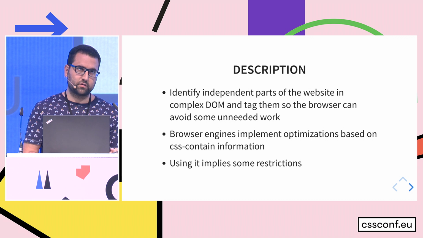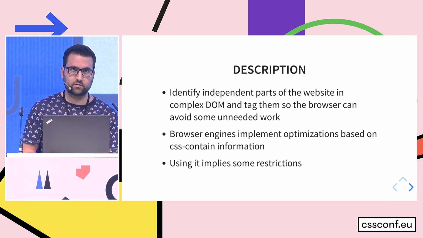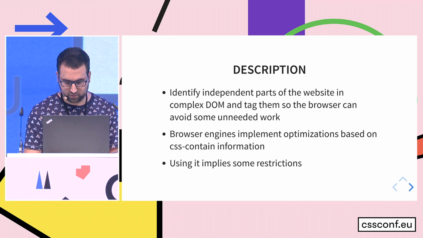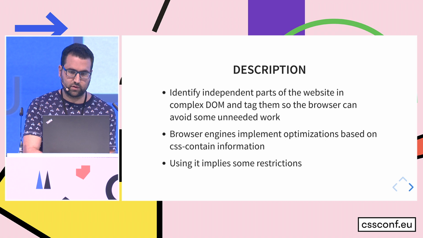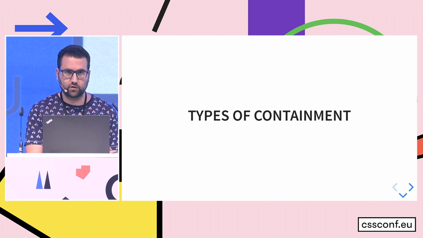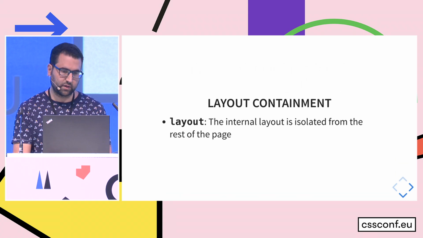And when you use containment, you have some kind of restrictions or implications of using it. So you cannot just put contain on all the elements and you are done. You need to put it when it makes sense. So there are these 4 types of containment we are going to review. First one, for example, layout containment.